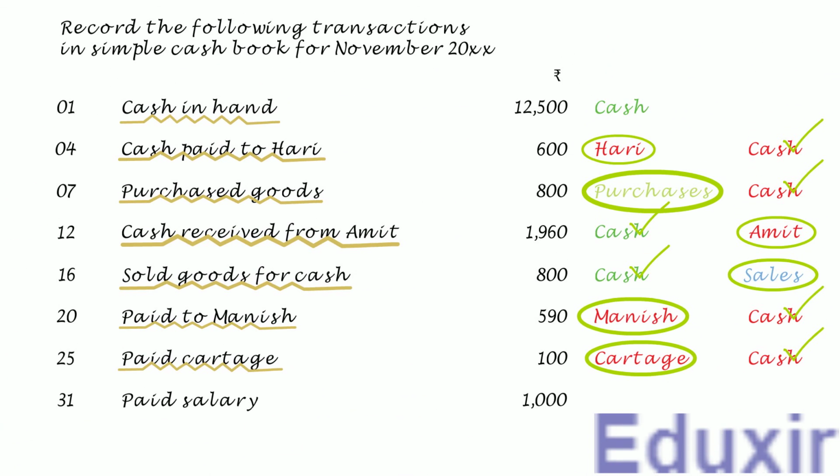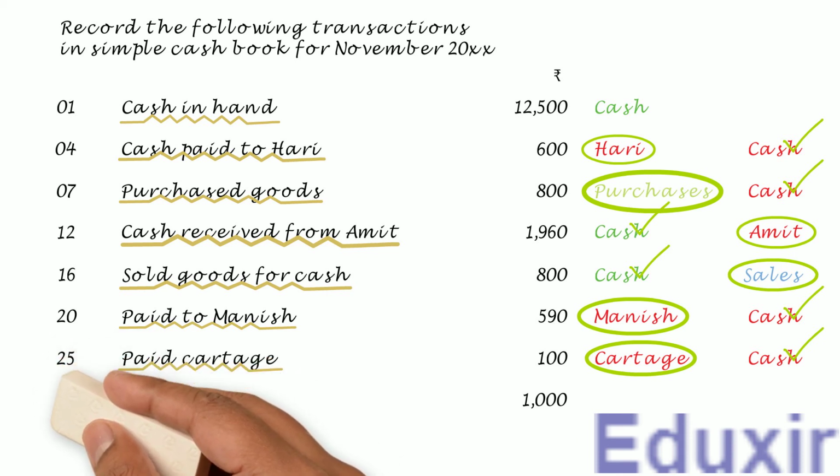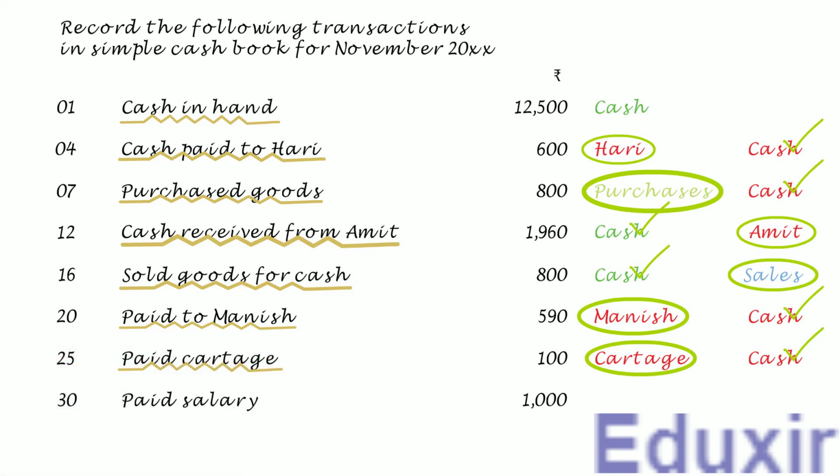One small correction here. In November, we have only 30 days. So I think this date should be November 30th, not 31st. In this transaction, the business is paying a salary of 1000 rupees. Unless otherwise specified, all the payments are usually considered to be done in cash. So in this case, we can safely assume that the payment of the salary is done in cash.